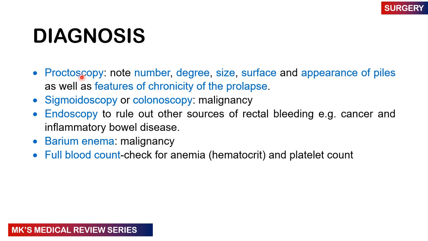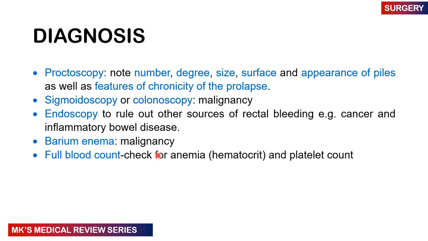First and foremost, we get a proctoscope where you can actually be able to denote the number, the degree, the size, the surface, and even the appearance of the piles. And of course, the features of chronicity of the prolapse. Then you may also do a sigmoidoscopy or a colonoscopy to rule out malignancy, and endoscopy to rule out any other cause of sources of rectal bleeding, for example, cancers or even inflammatory bowel disease, which could be coming from the upper GIT or bleeding with severe extent. Then you may also do a barium enema if you want to rule out any malignancy.